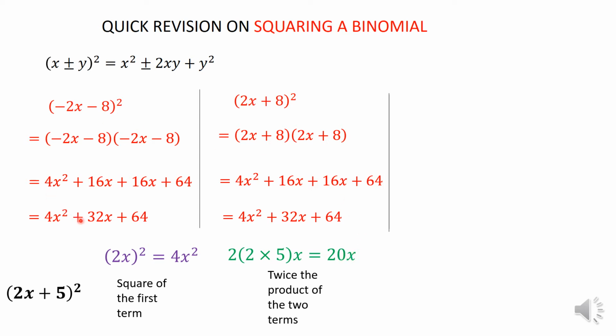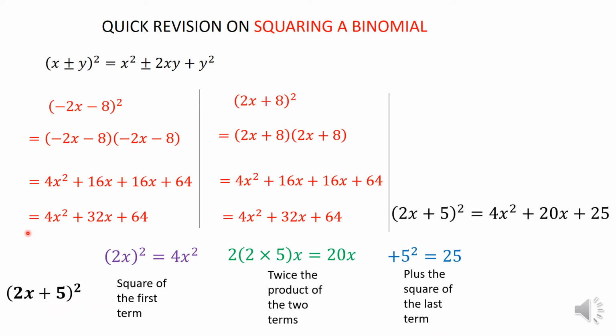If you look at the 16x and 16x, it comes to that same concept. When you are multiplying, the negative 2x times negative 8 gives you 16x, and you do it again. Then the last part is that you simply square the last term. That is why I wrote plus here, because remember, anything that you square becomes positive. So 2x plus 5 whole squared gives you 4x squared plus 20x plus 25. You should now be familiar with how to square binomials.